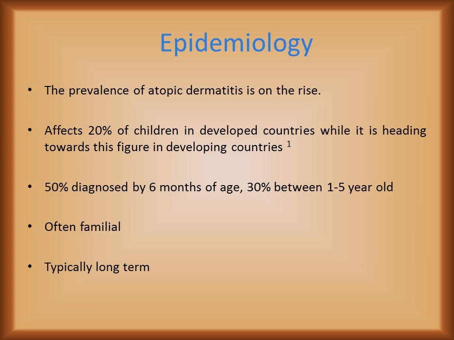50% are diagnosed by 6 months of age. 30% between 1 to 5 years old. Often familial. Typically long-term. One third of patients have persistent disease into adulthood.